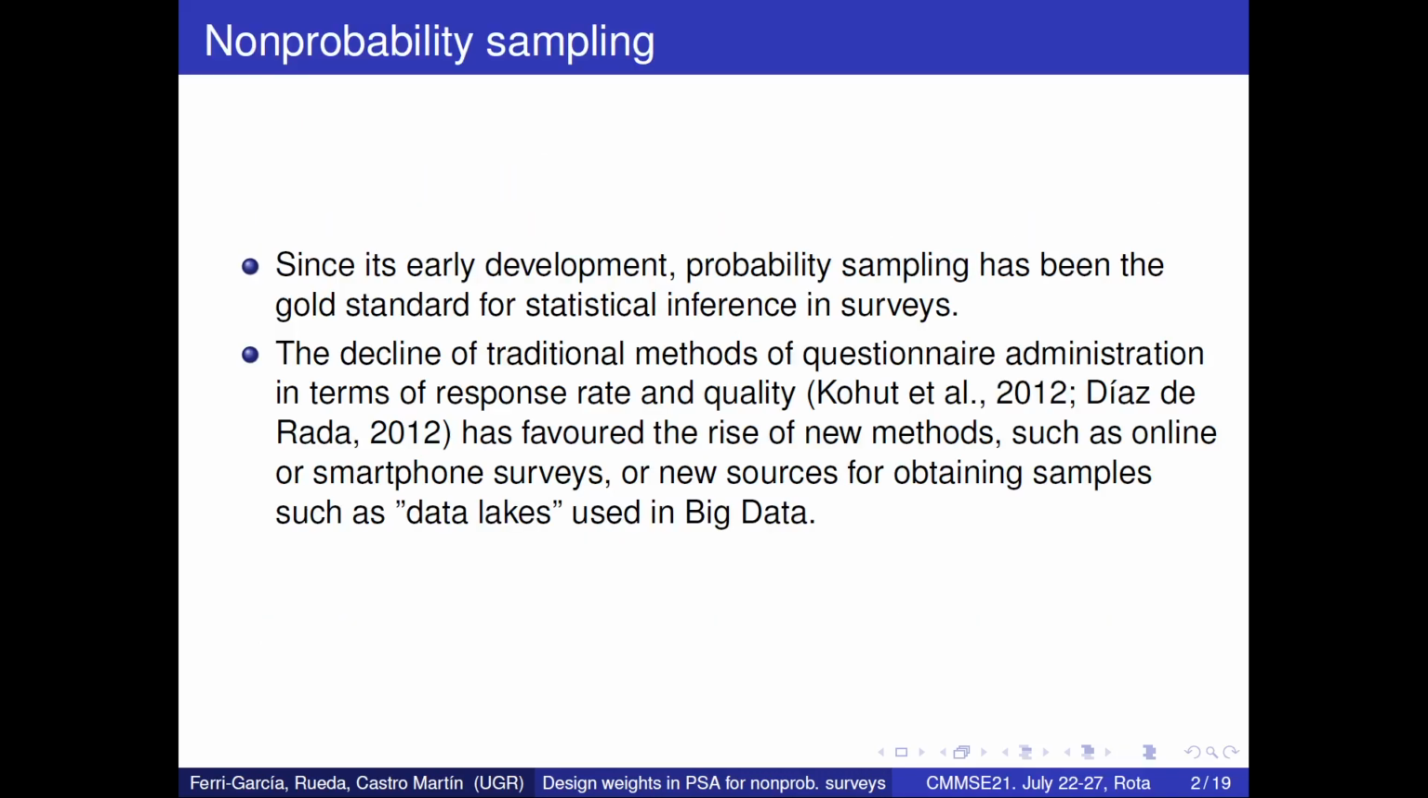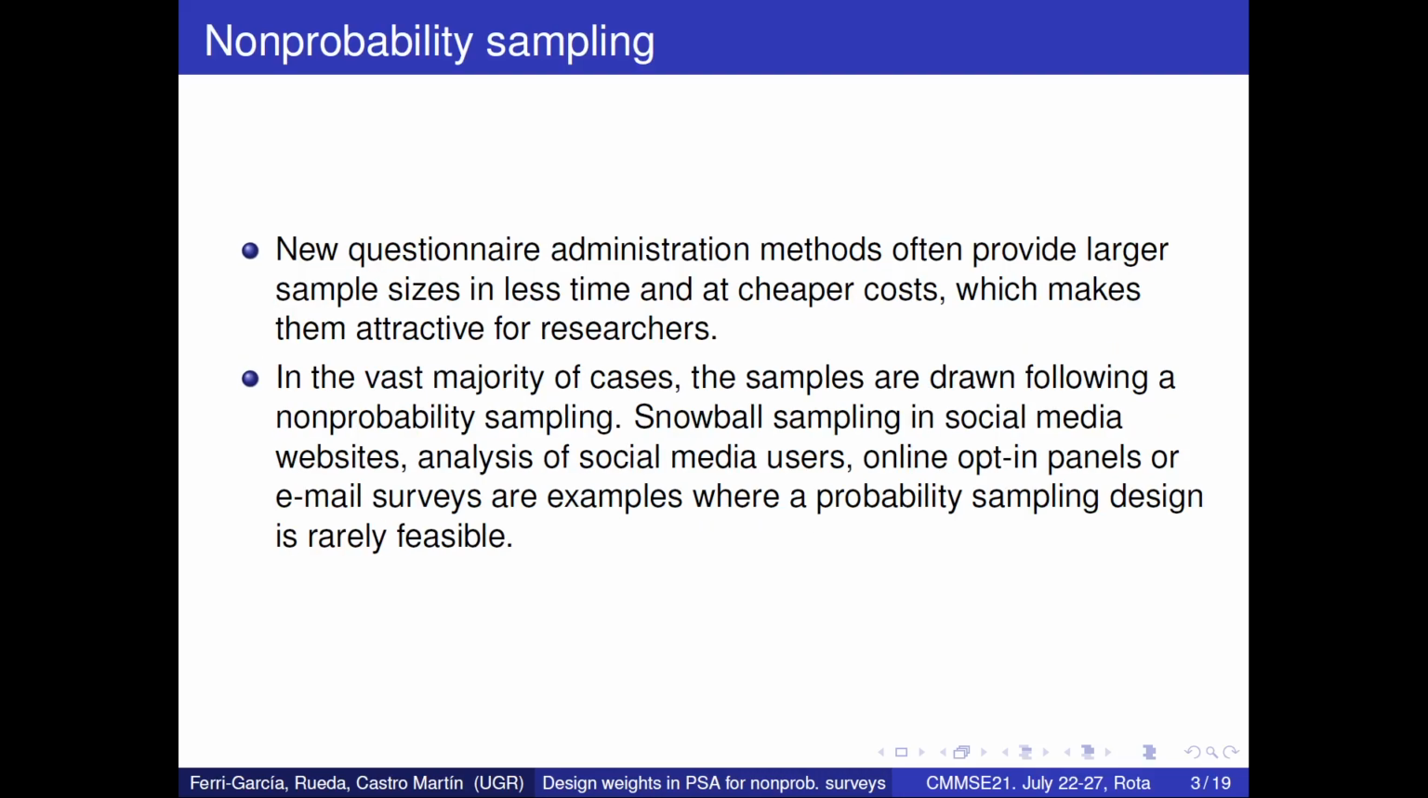We want to study population characteristics using a sample. Traditional methods have been considered to provide accurate and representative samples, but in the last few years they are experiencing several issues, such as coverage errors, increases in cost, or decreases in response rates, which have favored the rise of new methods, such as online and smartphone surveys, and other sources for obtaining samples, such as data lakes used in big data. These new methods entail many advantages in terms of cost, response rates, and questionnaire possibilities.